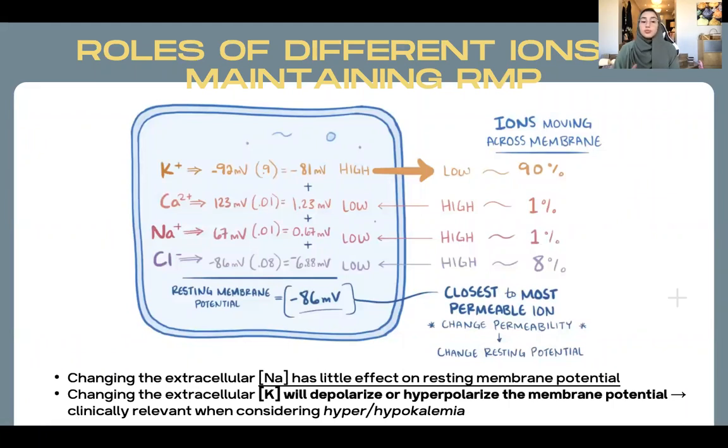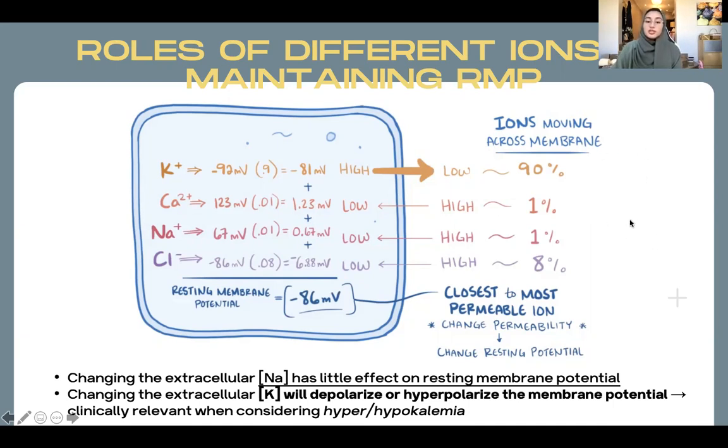You're not losing positive charges. The potassium isn't able to go outside. And so because of that, having hyperkalemia is going to depolarize or make the cell membrane more positive. So you're going to go from negative 86 to a value that's a bit more positive than that. Okay? In hypokalemia, it's going to do the exact opposite.